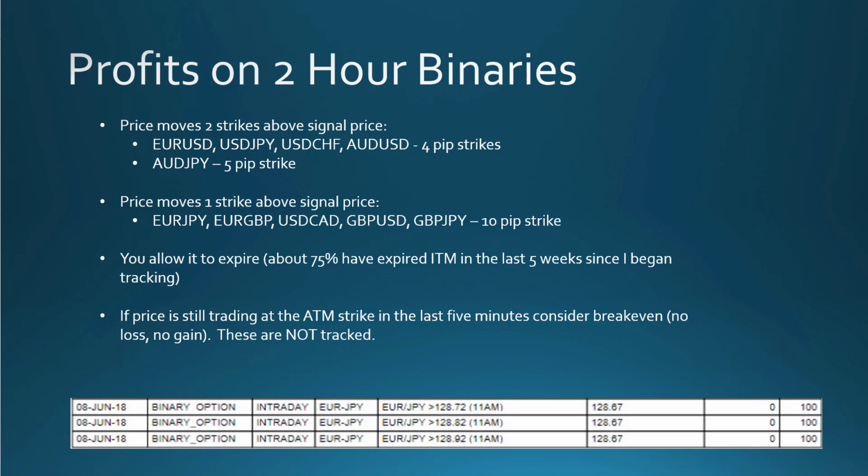When I measure the results, this is what I use right here, okay? If it moves in our favor by 2 strikes or the 1 strike, I'm measuring it, okay? In this case, the signal that I showed you just a few minutes ago, if you had chosen this 128.72, it expired in the money. If you had chosen the 128.92, it expired in the money, okay? So either one of these actually did expire in the money.